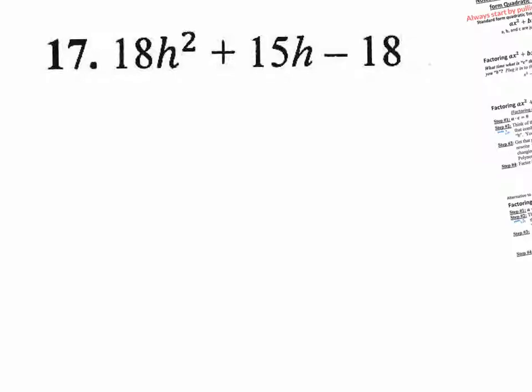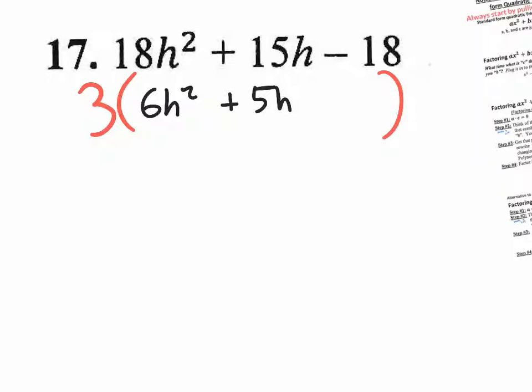What should I do here first? 3. What does that mean, 3? GCF. Okay, you want to pull out a 3. So if we pull out a 3, what's going to be left on the inside? 6H squared, 5H, minus 6. All right. So we pull out that 3, and it makes the numbers a lot nicer if you look at it. So we're not going to look at the original anymore. We're going to just look at the inside quadratic trinomial terms.